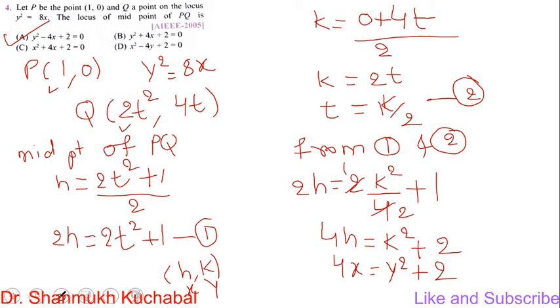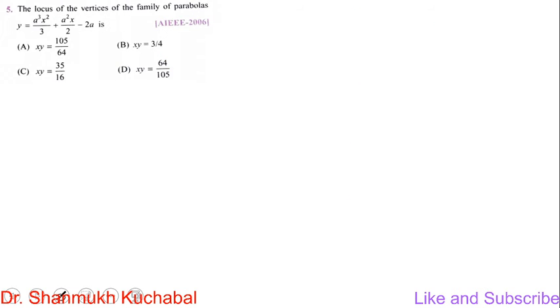Okay, so that step I will write it: y square minus 4x plus 2 equal to 0 here. So option A is the right answer. Okay, we'll move to our next example.